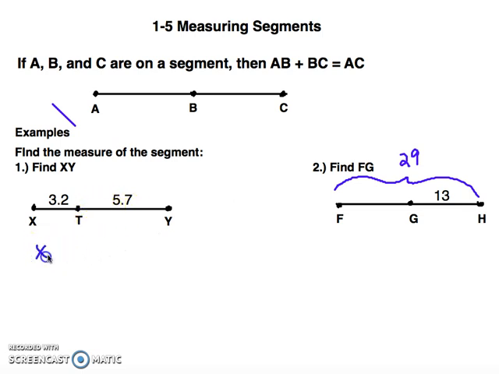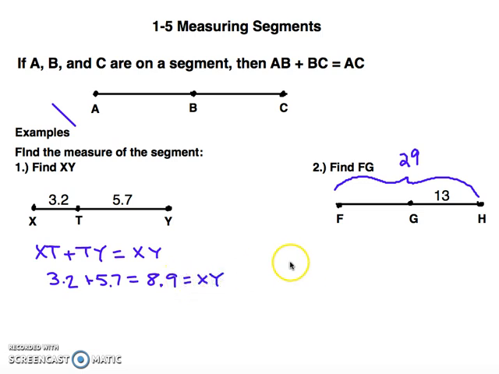So again, XT plus TY equals XY. So in this case, 3.2 plus 5.7 equals 8.9, which is equal to XY.